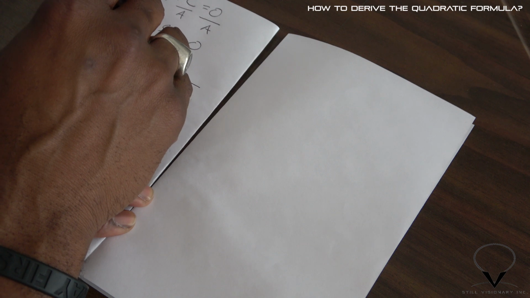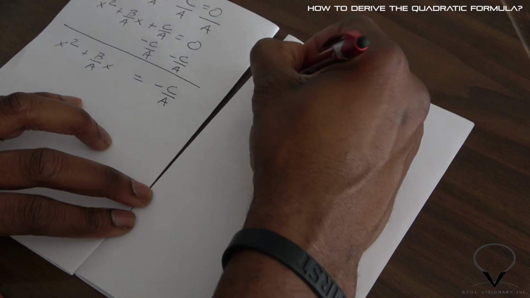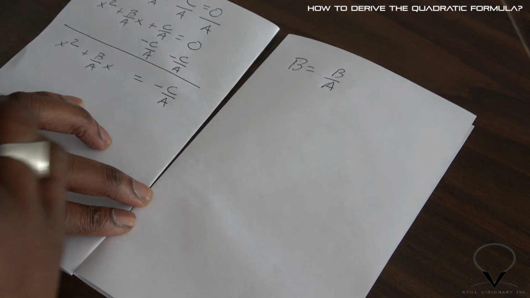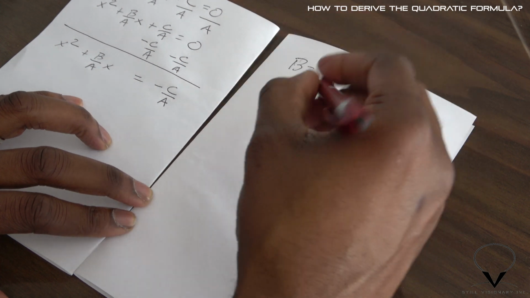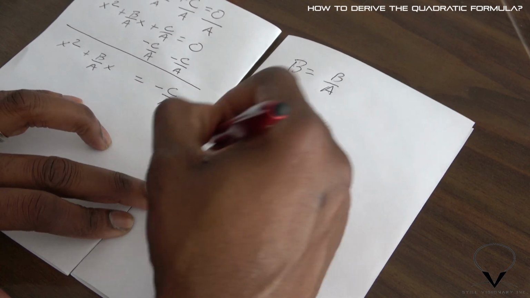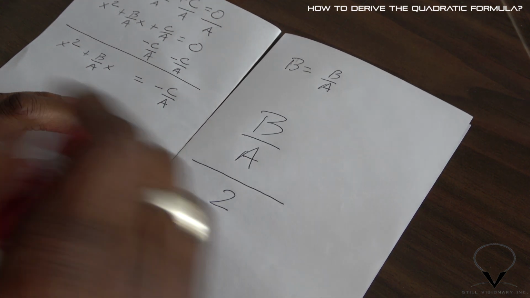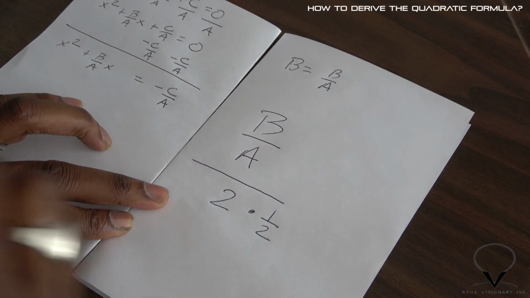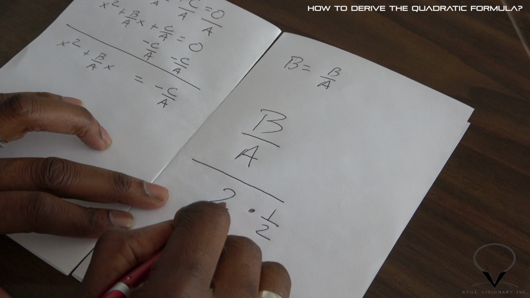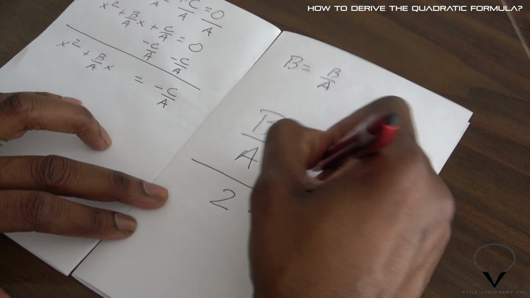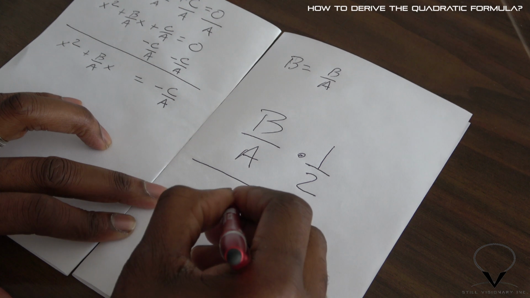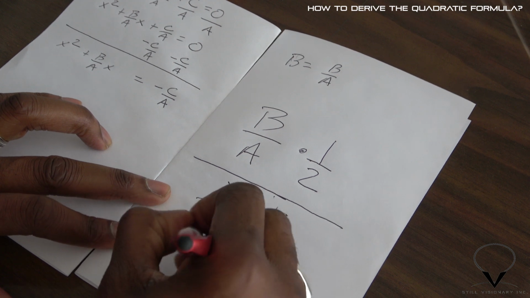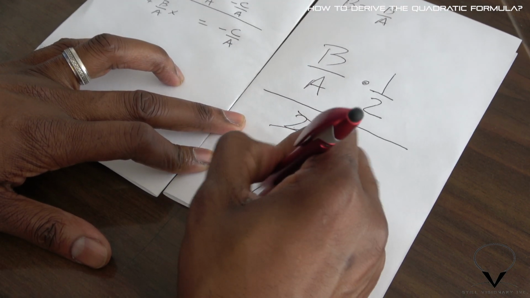I have to take half of the b term. The b term equals b over a, so I'm going to divide b over a by 2. In order to get rid of this denominator, I multiply by the reciprocal of 2, which is 1 over 2. In the denominator, the number at the bottom of the fraction, they combine. So now I have b over 2a.